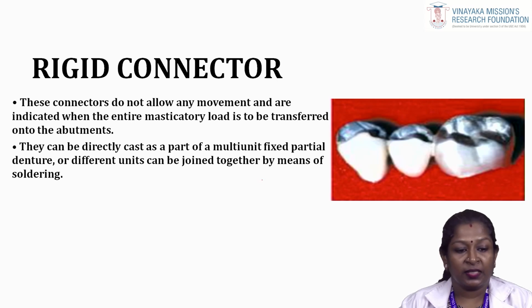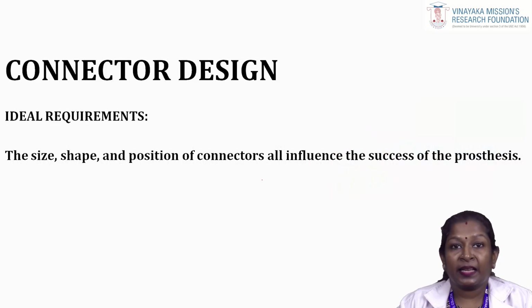Coming to rigid connectors, these connectors do not allow any movement and are indicated when the entire masticatory load is to be transferred onto the abutments. They can be directly cast as part of a multi-unit fixed partial denture, or different units can be joined together by means of soldering. Coming to the connector design, the shape, size and position of connectors all influence the success of a prosthesis.